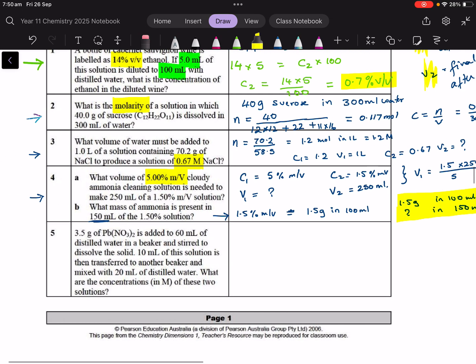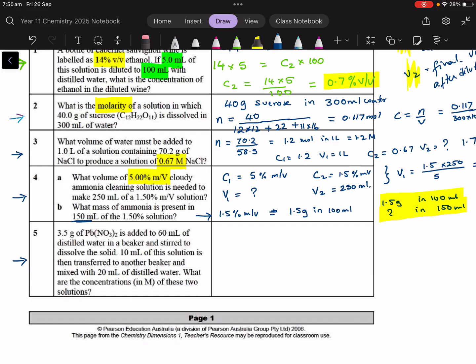Okay, moving on to the next question, which is question number 5. Now what you are doing here is you have lead nitrate added to 60 ml of distilled water in a beaker and stirred to dissolve. So you've taken a certain mass and dissolved it in 60 ml of water. Now 10 ml of this solution is then transferred to another beaker and mixed with 20 milliliters of water. What are the concentrations in molarity of these two solutions?